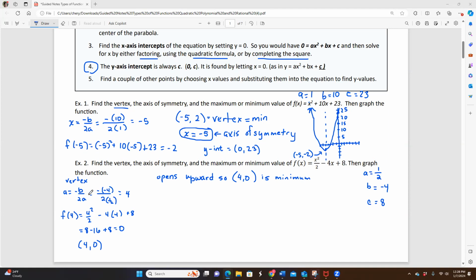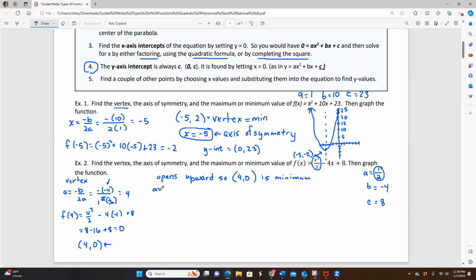So when we substitute in -b over 2a, we get the opposite of -4 over 2 times 1/2. This, of course, makes a +4 in your numerator, and 2 times 1/2 is the same as 1. So if you have 4 over 1, you get 4. Substituting 4 into your equation for f of x then gives you 0 for your y-coordinate. So we know that this is our vertex, the point 4, 0. Now, because the coefficient of x squared, our a here, is positive, once again it opens upward, so 4, 0 is a minimum.